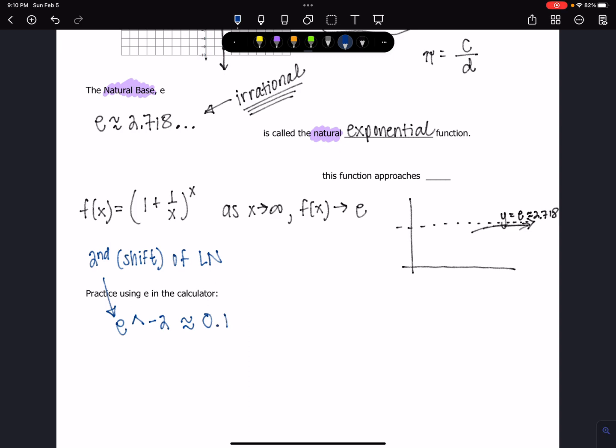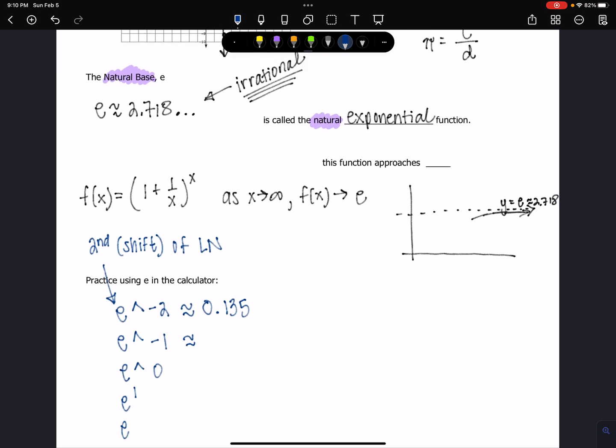Okay, so hopefully you had a chance to actually put this into your calculator and confirm that you are able to get these values. Let's do e to the negative 1, e to the 0, e to the first, and e to the second. I would press pause, try doing those 4, and then come on back and check your answers.